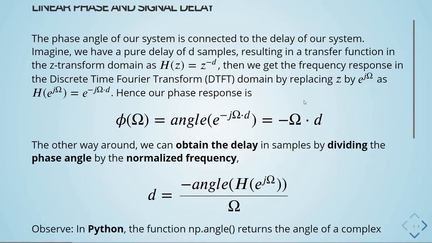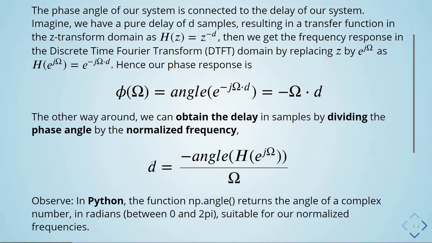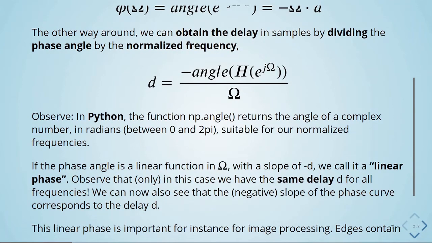The other way around, we can obtain the delay in samples if we divide the phase angle by the normalized frequency. So our delay is given by the angle of our frequency response divided by our normalized frequency. It's important to observe that in Python, the numpy function angle returns the angle of a complex number in radians, between 0 and 2 pi, and this is suitable for our normalized frequencies.